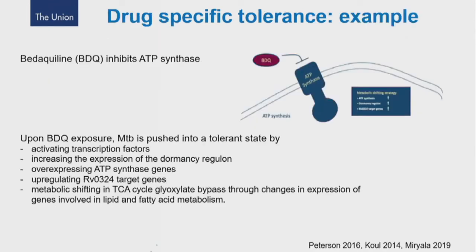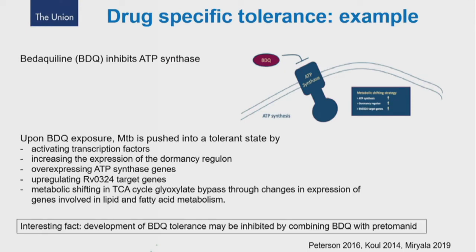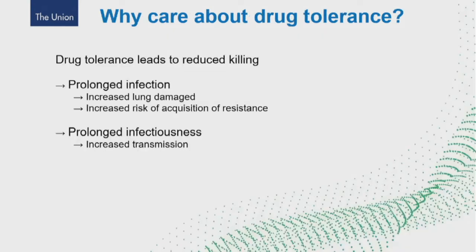I'll just quickly give one example of drug tolerance and used bedaquiline. So upon bedaquiline exposure, MTB is pushed into a tolerant state. It activates transcription factors, increases expression of the ATP synthesis, upregulates RV032 targets, and again, that metabolic shifting. What I found extremely interesting is that the authors found that the development of bedaquiline tolerance may be inhibited by combining bedaquiline with protonamide. So why care about drug tolerance?